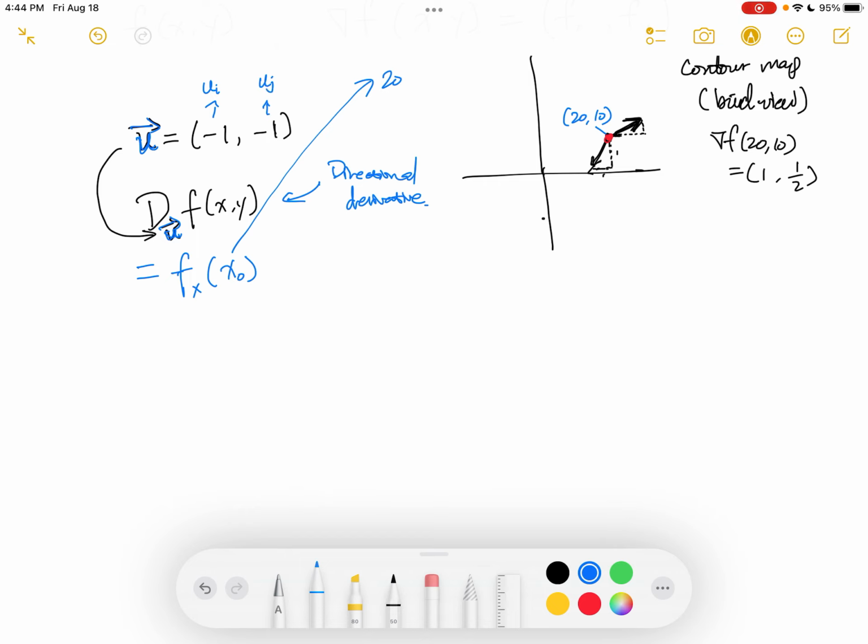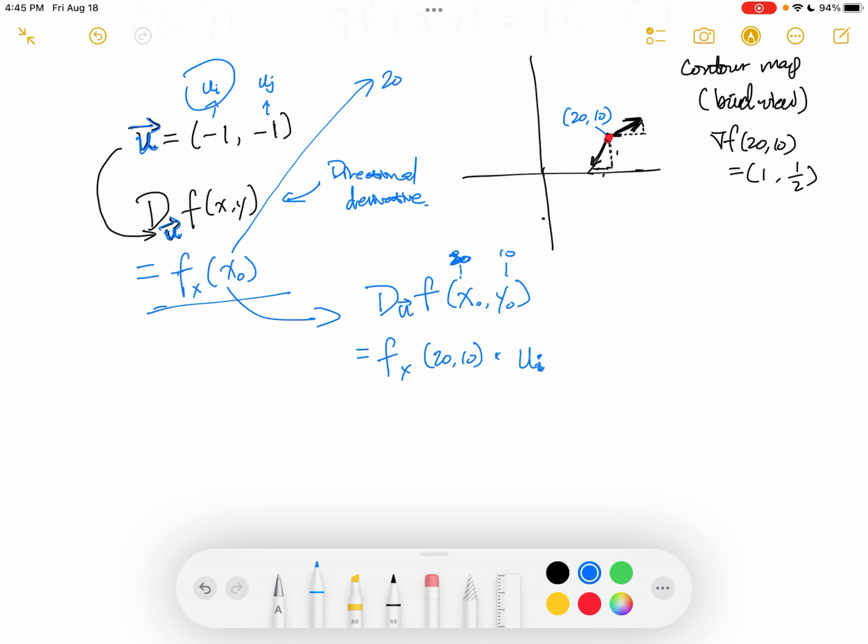Let me restart again here. In this case, the directional derivative of the function at (x0, y0), in this case 20 and 10, equals f_x at (20, 10) times u_i, being this u_i here, plus f_y at (20, 10) times u_j.